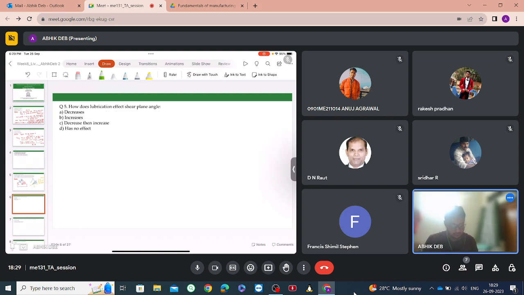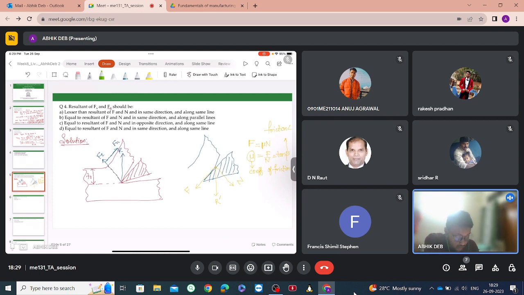So for that to happen, the resultant of Fs and Fn should be equal in magnitude to the resultant of F and N. They should be in opposite direction and they should be acting along the same line, not along parallel lines, because if they act along parallel lines, there will be no resultant force, but there will be a couple, that is, there will be a rotation effect. But if they act along the same line, then they will exactly cancel each other.